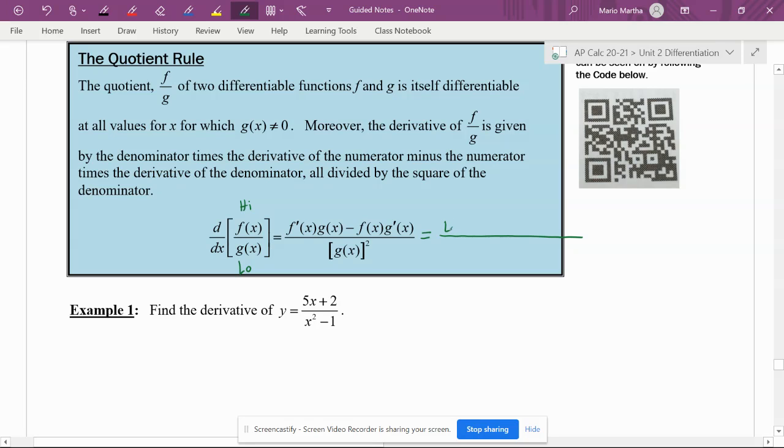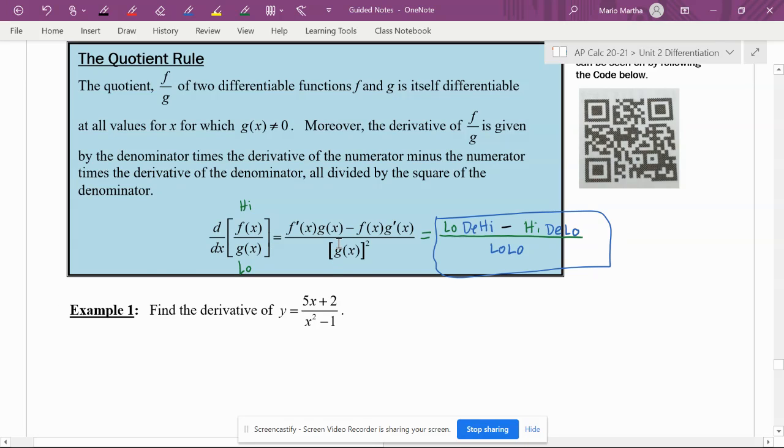So it's going to be low, the low function times d high, which is the derivative of the top function, and then minus high d low, so that would be just the high function times the derivative of the low function, and then everything divided by low, or the low function squared. All right, so low d high minus high d low over low squared. That's pretty much what we're calling it. And again, this is just a simple way for you guys to remember your derivatives.